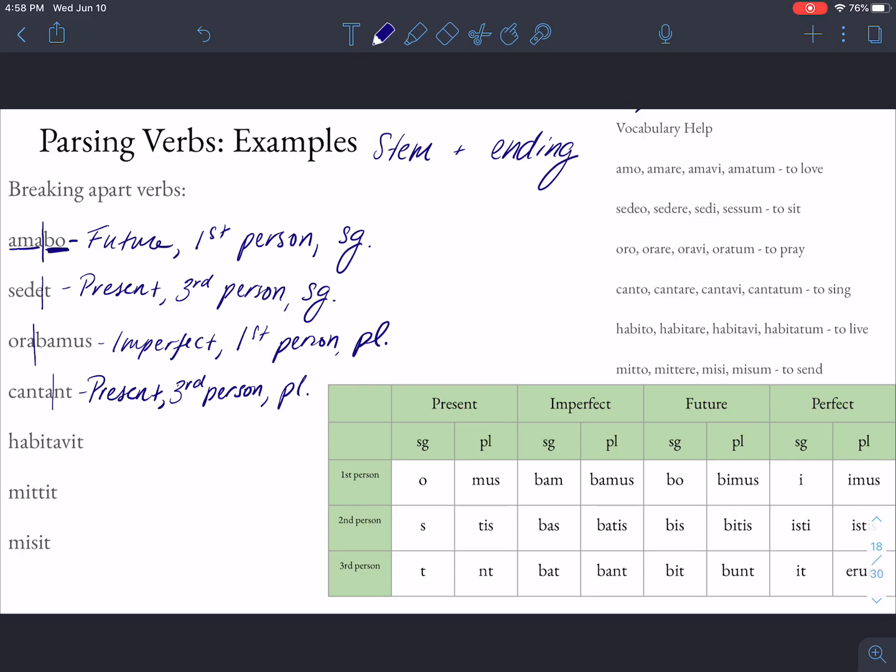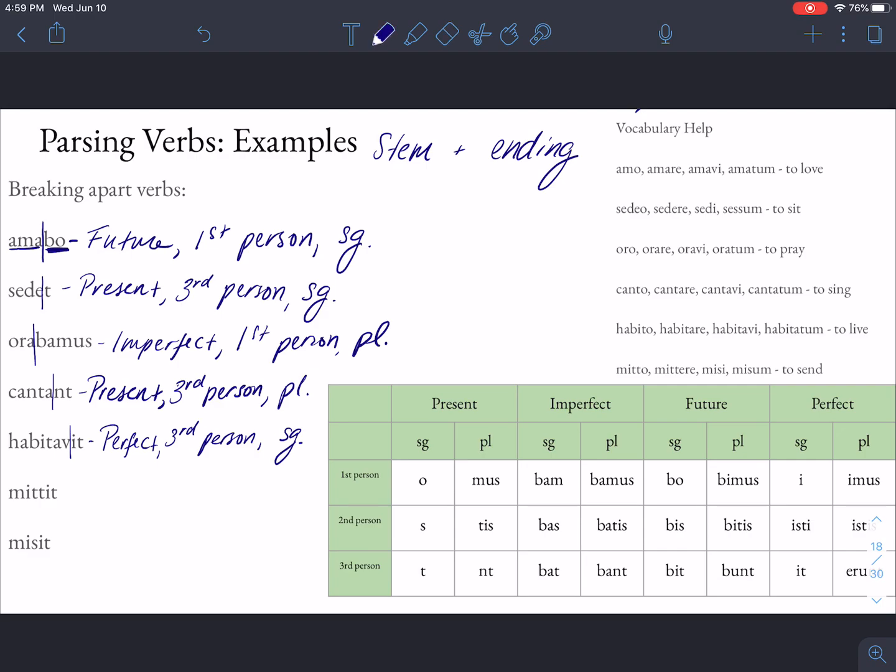Next, habitavit. I'm going to draw the line here. Habitav is your stem, and it is your ending. Now where in our chart is it? It's right over here. Remember, we're going to parse this verb, so I want the person, the number, and the tense. It's perfect, third person, and singular. So we've just parsed that.